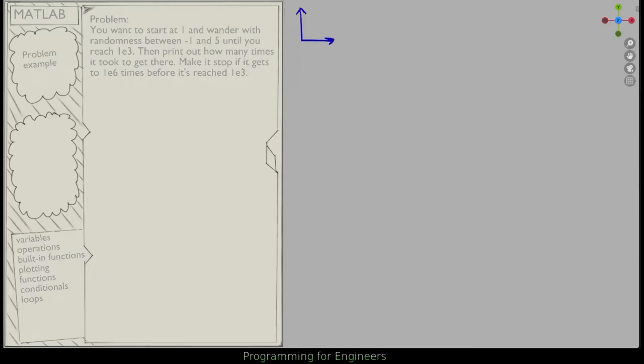All right, so let's look at a problem. Let's say you want to start at 1 and we'll move up in steps just between negative 1 and 5. So you'd sort of expect it'll go something like this, all the way to 1000. And we want to stop if it gets to 26 steps here, and we haven't reached 1,000 yet. So if we're like here, but we've got to the 26 steps, then we'll stop it.